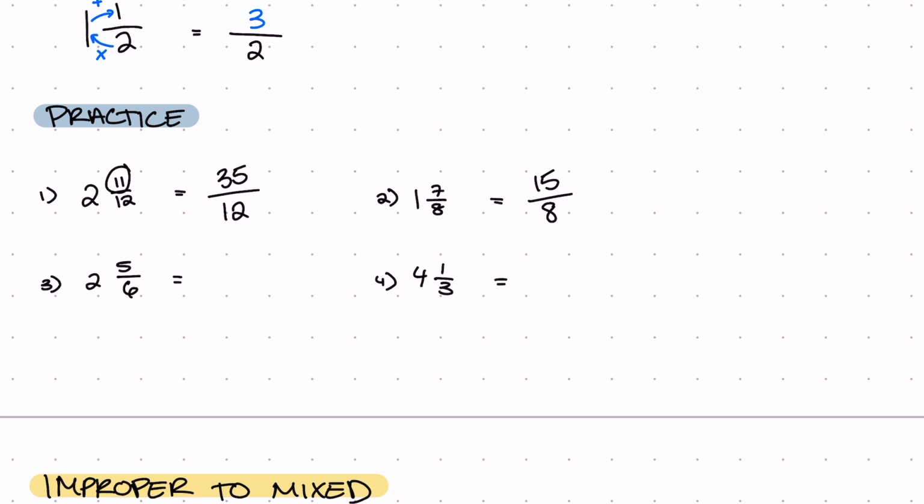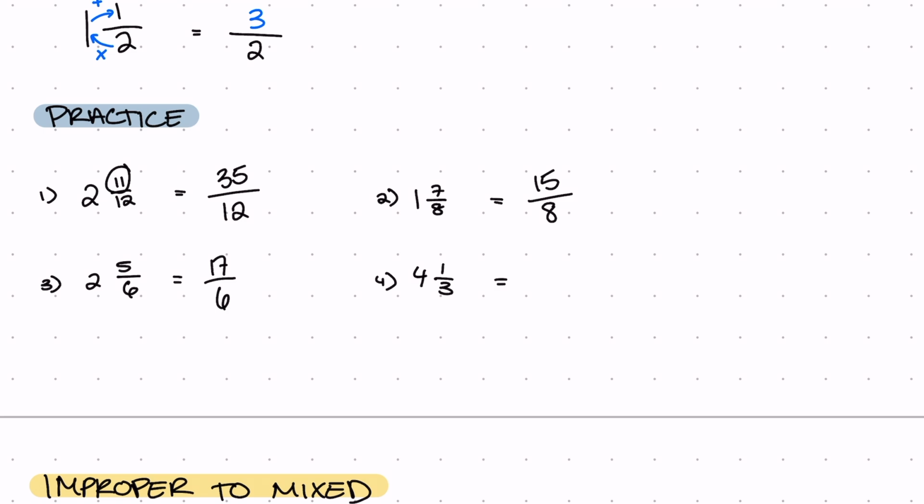Now for the next one, we have 2 and 5 over 6. So I'm going to keep the denominator the same. And I'm going to do 6 times 2, which is 12, plus 5 is going to be 17. And that's because 6 times 3 is 18, minus 1 is 17. And so I get 17 over 6.